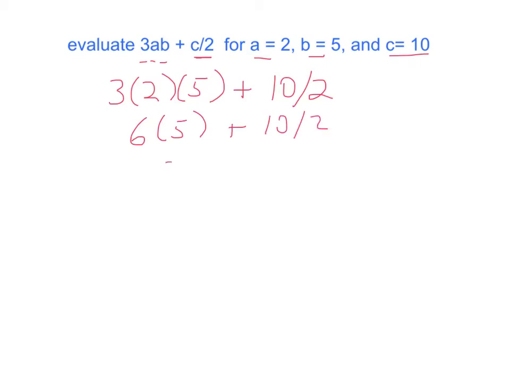Then I have 30 plus 10 divided by 2. And still following the order of operations, I will divide the 10 by the 2. So I have 30 plus 10 divided by 2 is 5. And 30 plus 5 is 35. So when I evaluate 3ab plus c divided by 2 for when a is 2, b is 5, and c is 10, it has a value of 35.